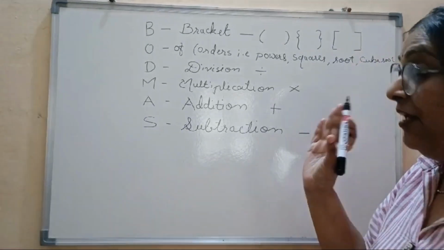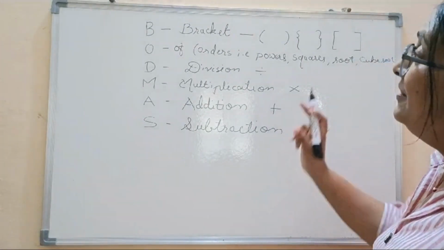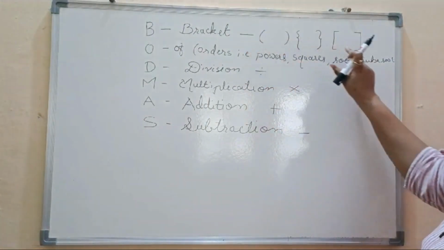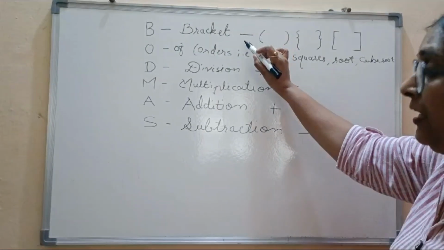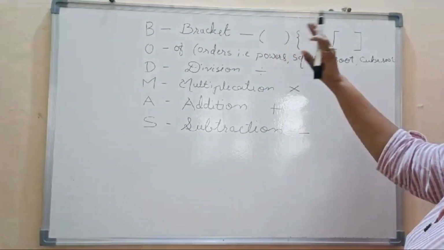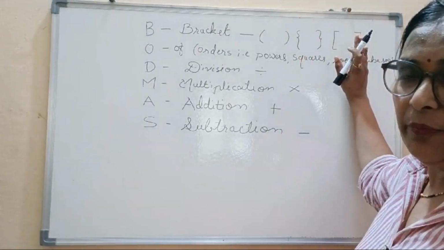Keep in mind, if brackets are given in your sum, then you have to solve these brackets in this sequence only. That means first, if it is given, you have to solve line bracket, next open bracket, then curly bracket, and last we will solve the square bracket.